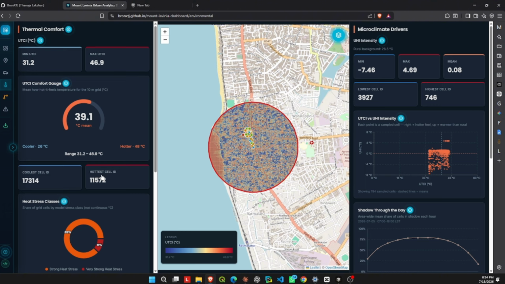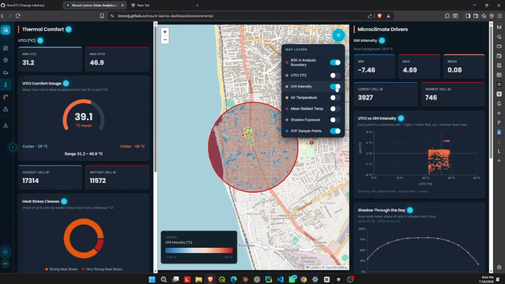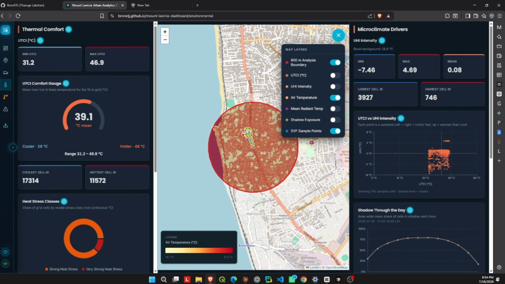Unlike the overview live weather panel, this tab uses modeled environmental data, not real-time API weather. These are pre-processed GeoJSON files. We used UMEP analysis, which analyzes thermal comfort, UTCI, UHI, urban heat island, you can see here, and shadow analysis, also sky openness across a 10-meter grid.